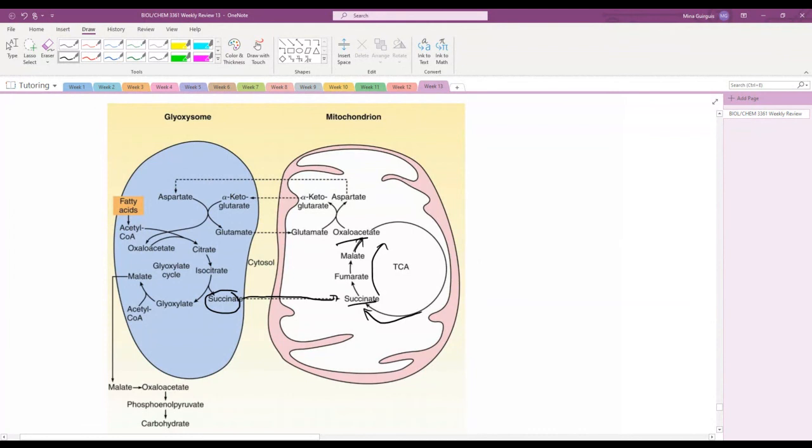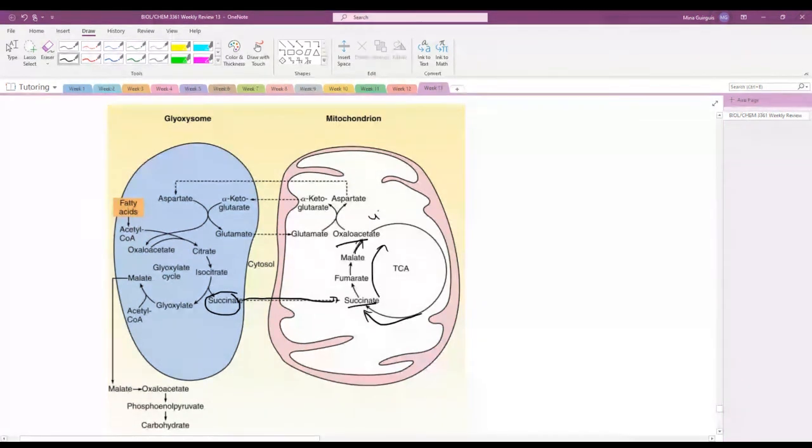And then you're left with oxaloacetate that we need to get back over to the glyoxysome because we need oxaloacetate for the glyoxylate cycle. So rather than just go through oxaloacetate transfer, because we can't do that, and for the same reason we can't in our own body, right? What we do is we use oxaloacetate, which is 4 carbons, and glutamate. Does anyone remember how many carbons glutamate is?